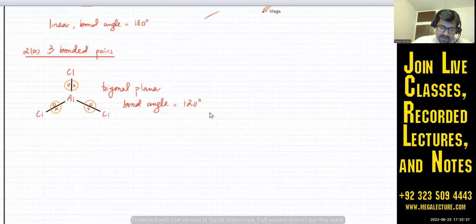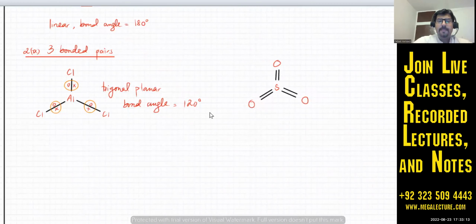I'll give you examples of other molecules which are trigonal planar that have double bonds. For example, sulfur trioxide. It will have double bonds. It's going to form a double bond with oxygen, also a double bond with another oxygen, and a double bond with another oxygen. So it's going to be fan shaped. That's oxygen, there's another oxygen, and there's another oxygen. That's also trigonal planar.